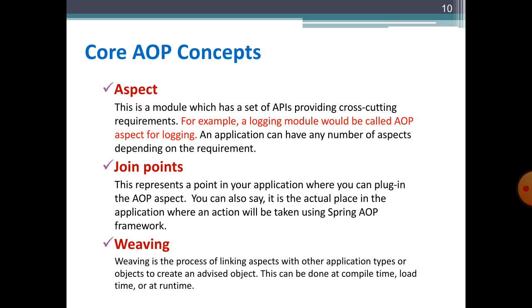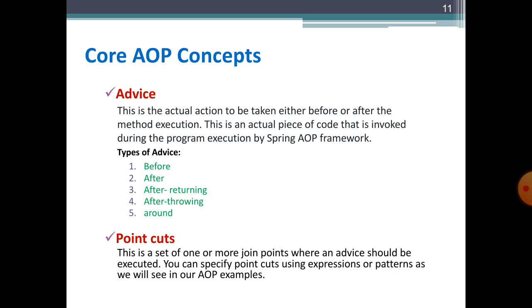The next concept is weaving. As I said earlier, weaving is a process of linking different kinds of aspects with other application objects, etc. This weaving is done at compile time, load time, or at runtime as well. The next one is advice. As we discussed earlier, what is advice? Advice defines what needs to be applied and when it needs to be applied.